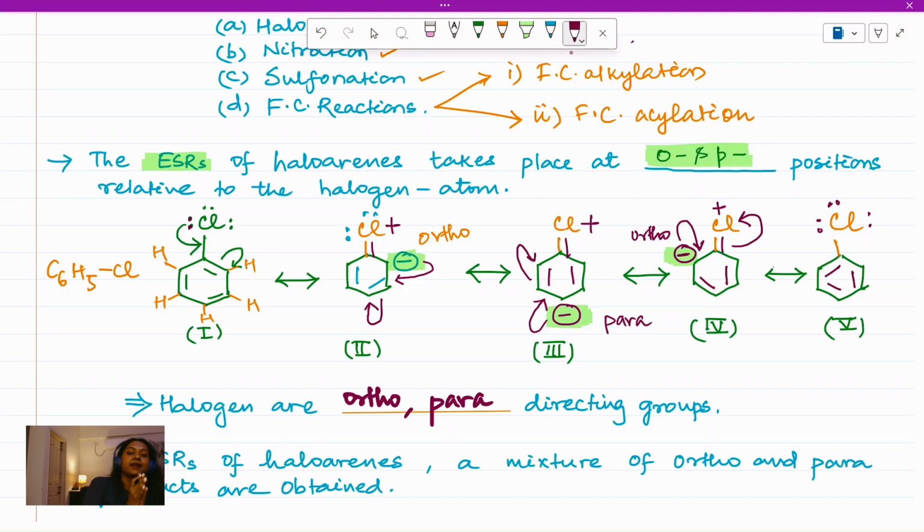So where are the electrophiles with positive charges going to get attached? To ortho and para, because there you have the maximum electron density in case of haloarenes, or, for a particular example, chlorobenzene. We've got this? Yes. Okay. I hope the other people have also got this.